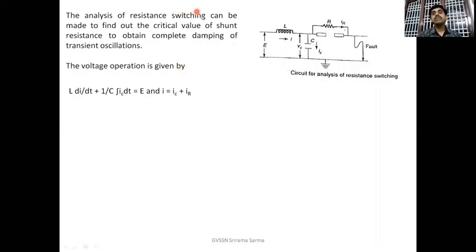So the analysis of the resistance switching can be made to find out the critical value of the shunt resistance to obtain the complete damping of the transient oscillations. So the voltage equation is given by, we can apply KVL in this loop: L di by dt plus 1 by C integral IC dt is equal to E, where I is equal to IC plus IR.